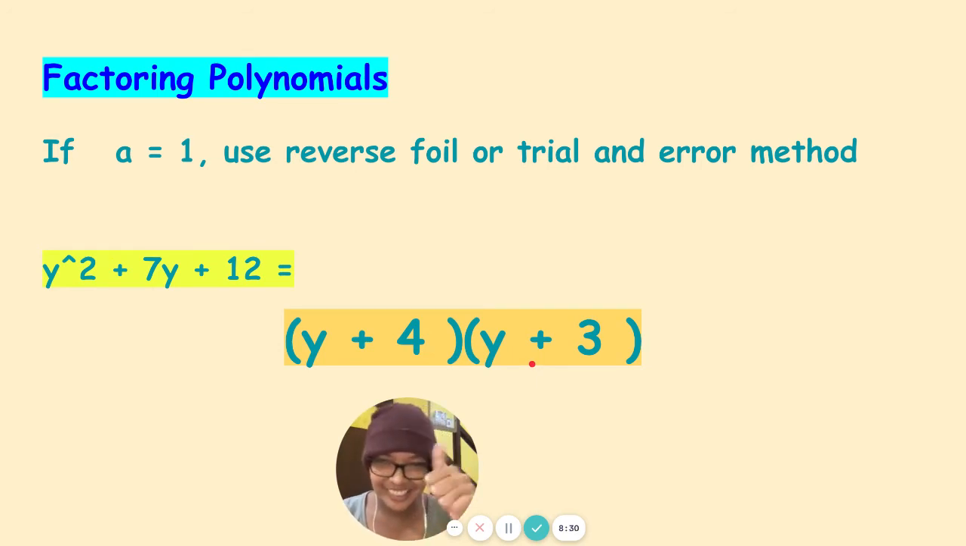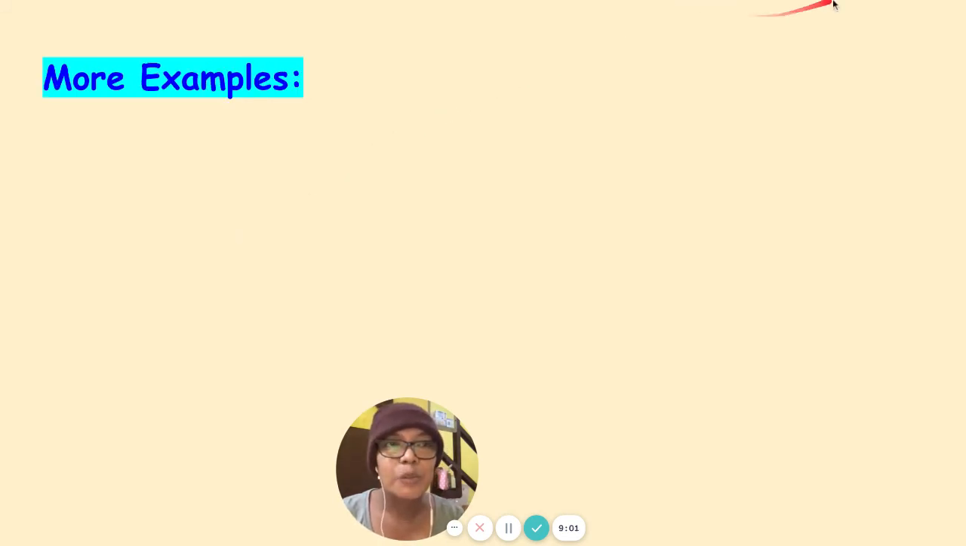Is that good? Okay po ba? Okay po ba yon? Nakuha nyo po? So, dito po, kita nyo, you will know your middle term is just the sum of 4y and 3y. So, how will you get 4y and 3y? You just multiply it. This is 4y, this is 3y, then you add them, that is 7y. 4 times 3 is 12. Okay? So, let's try more example.